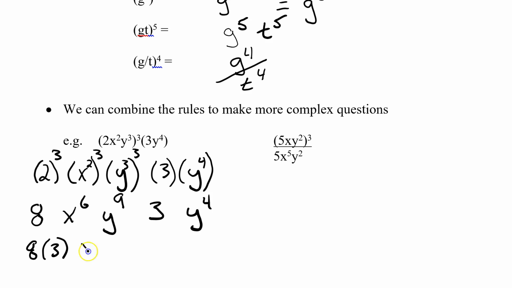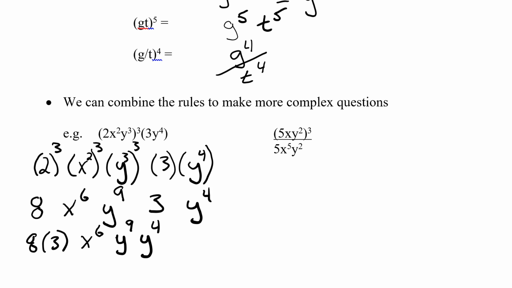X's, I've got x to the 6, and that's the only x that I've got. I've got y to the 9th, and I've got y to the 4th. Now I can write these beside each other without brackets because I know letter by letter is multiplication.